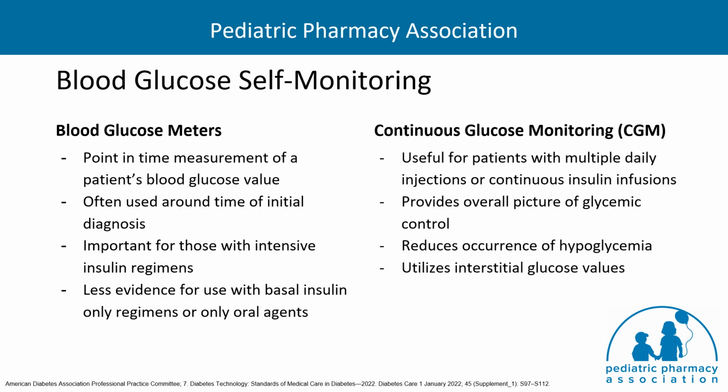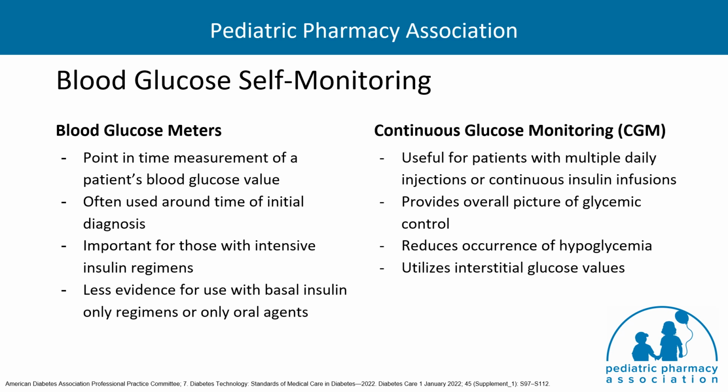So as Dr. Lonavos said, we have many different areas where we can actually do self-monitoring of blood glucose. This could be a whole entire topic in itself, so we'll briefly just talk about it generally. We have two different types: blood glucose meters and continuous glucose monitoring, or CGM. The blood glucose meter is a point-in-time measurement of a patient's blood glucose value. It's often used around time of initial diagnosis. It's very important for those with intensive insulin regimens to make sure they're not going too low or too high of blood sugar, and then there is less evidence for use with basal insulin only regimens or only oral agents.